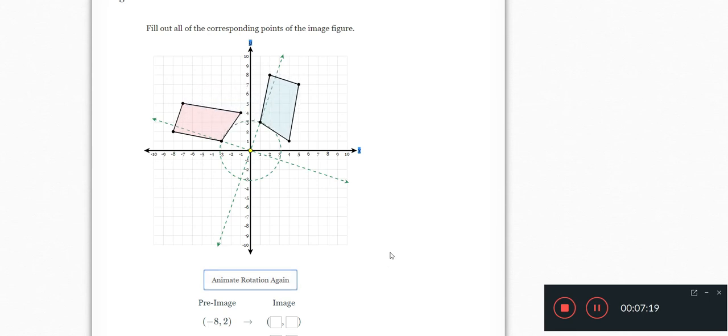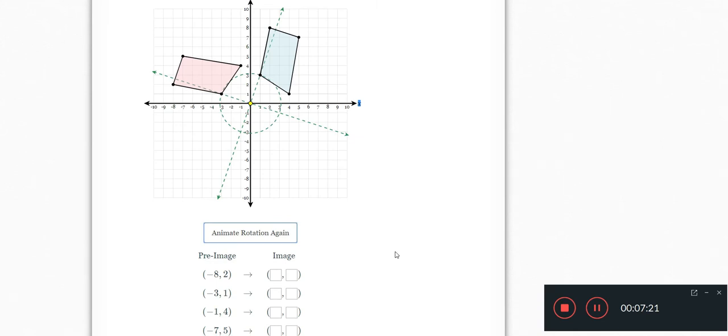There we go, clockwise. This is what you guys are going to try to figure out the pattern of while you do this. So the pre-image, meaning this pink one, had one dot or one vertex that was at negative 8, 2. So it's saying when it went from negative 8, 2, where did this vertex wind up when we rotated it clockwise? Most of you will be able to eyeball it. It's this one. But if you can't, animate the rotation again, follow it, and this is our new point. So we're at 2, 8. So I'm going to type that in here, 2, 8.